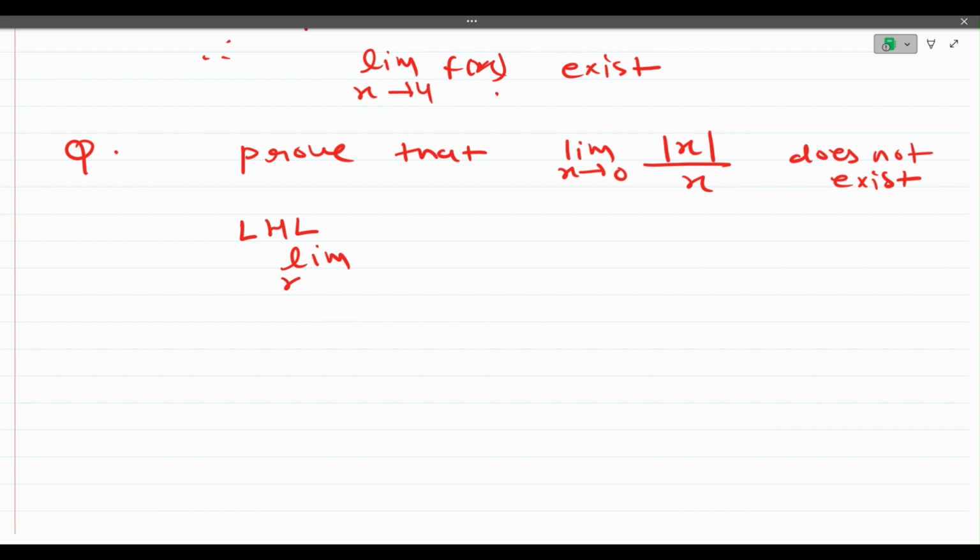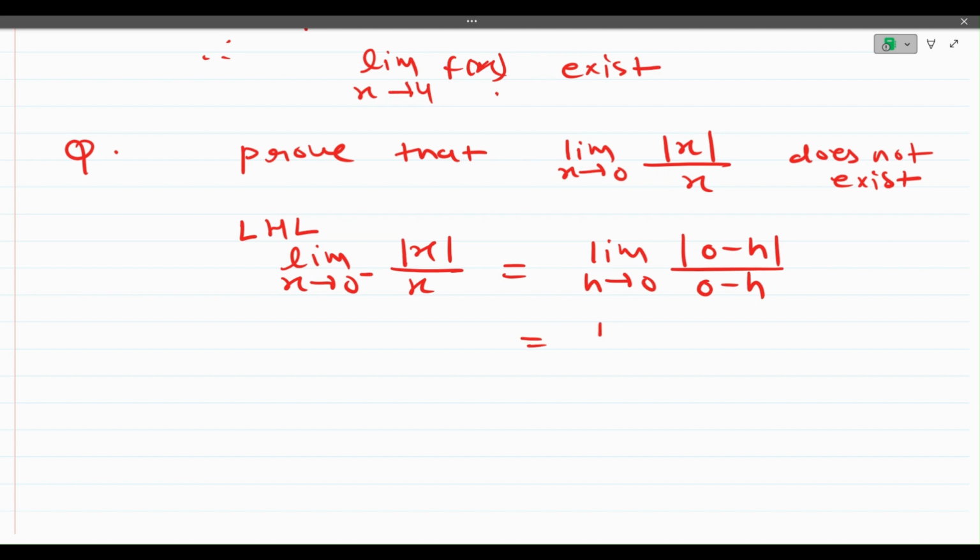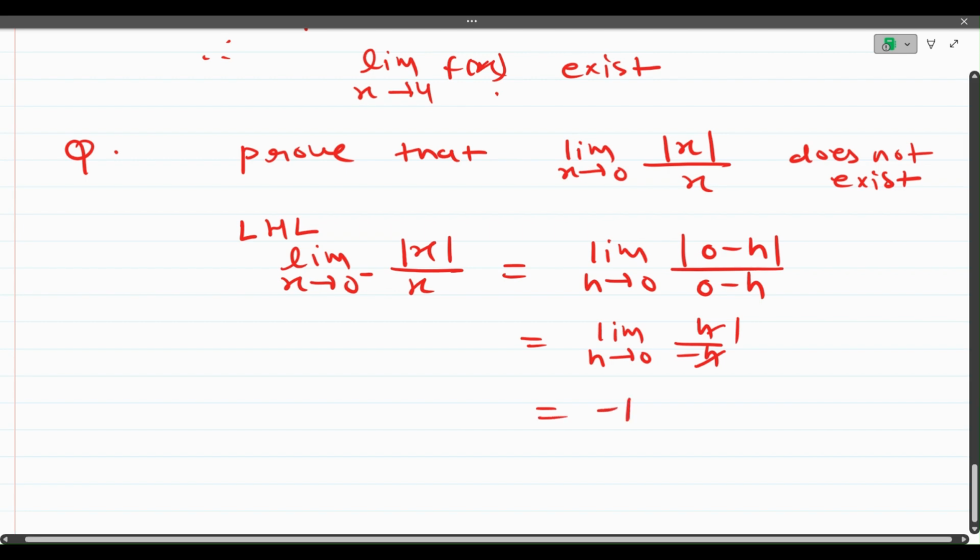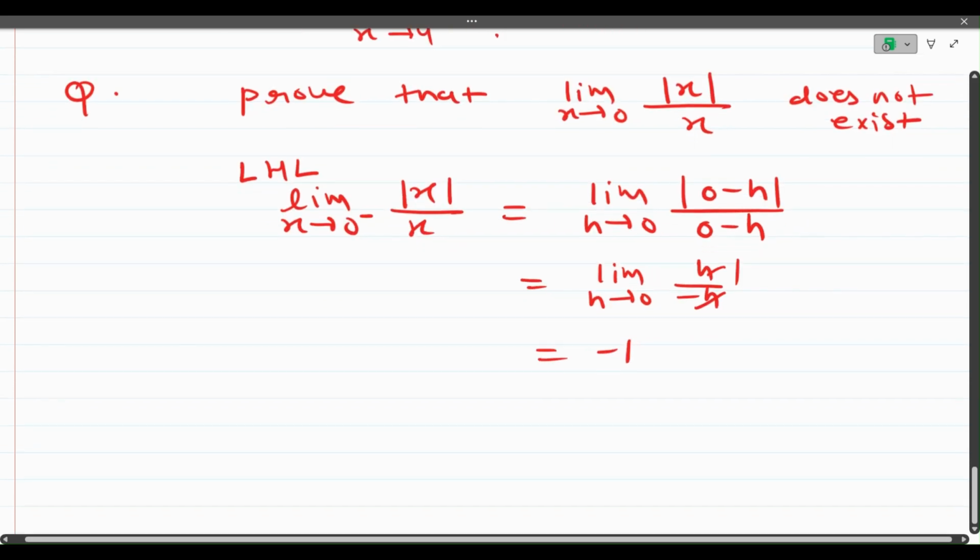Here it's the limit as x tends to 0 from the left side. So we are going to substitute x tends to 0 from the left side with h tends to 0, and we're going to substitute x with 0 minus h. It means 0 minus h over 0 minus h. So as h tends to 0, it's going to be h over negative h, which is going to be negative 1. So its left hand limit is negative 1.